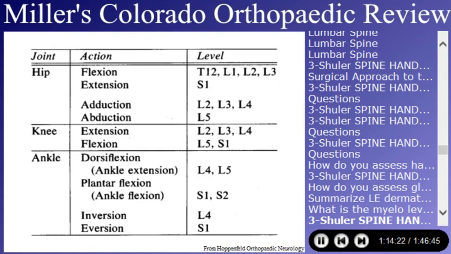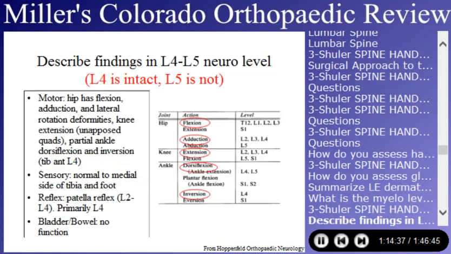So it's very easy when you go back to this diagram to tell this kid has L4 working. And that's why in that back portion of the Hoppenfeld book, I initially disregarded it and didn't look at it. It makes it very easy to get these levels down. So the finding is L4 is intact. So this kid has L4-5 neurological level. L4 is intact. L5 is not.